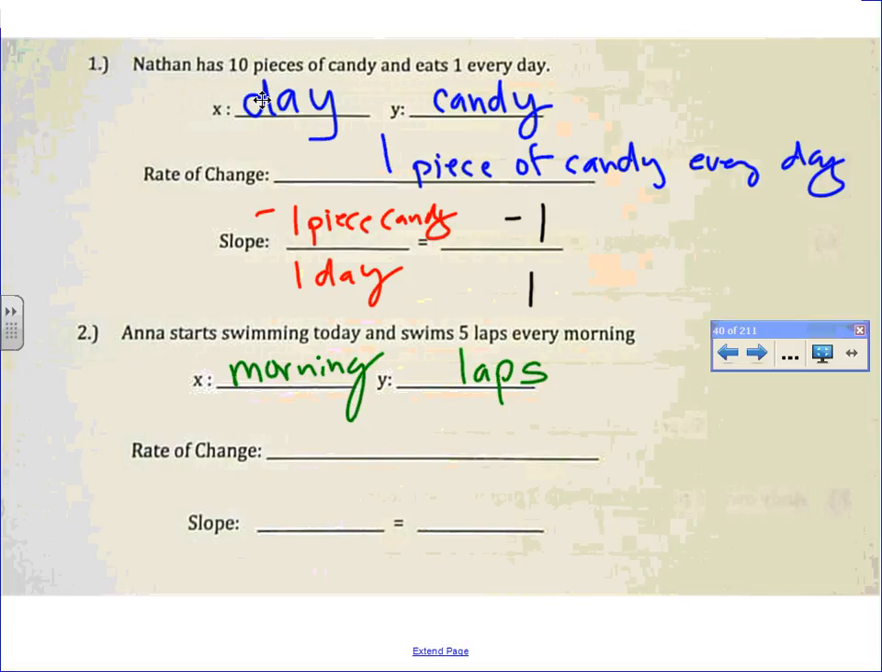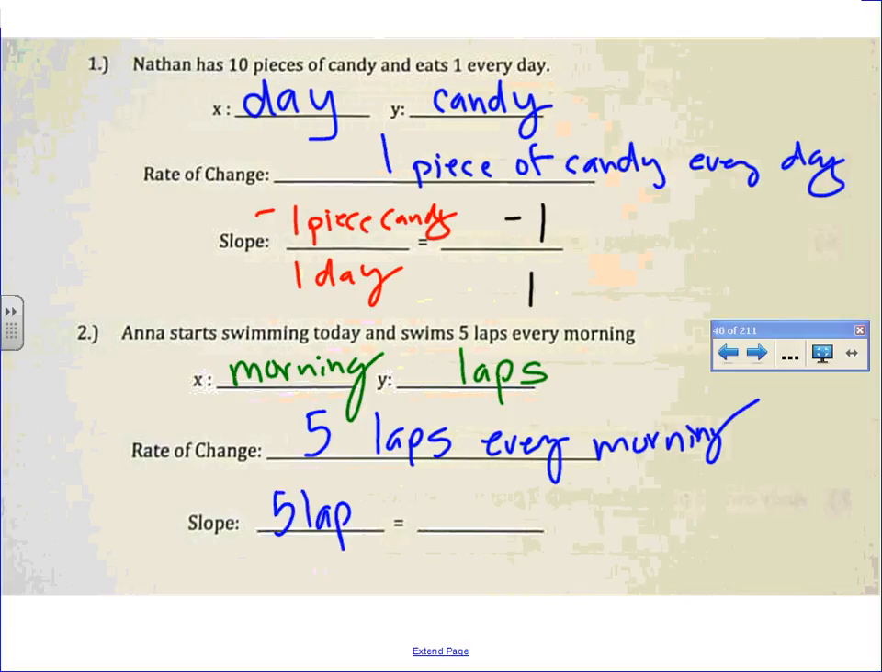What is the rate of change? Kevin. Good. 5 laps every morning. That's what's changing. That's the rate. Kyle, giving this to me with just numbers and words, what is the slope? Good job. 5 laps over 1 morning. Now, that is the same thing as change of y over change of x, but we're not worrying about that. 5 laps over 1 morning.